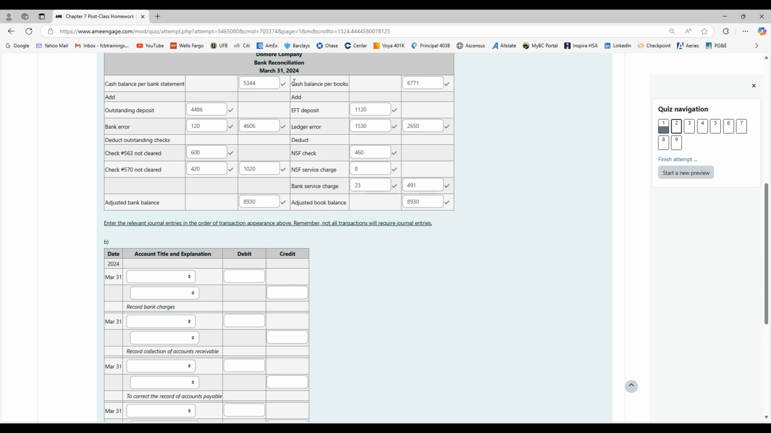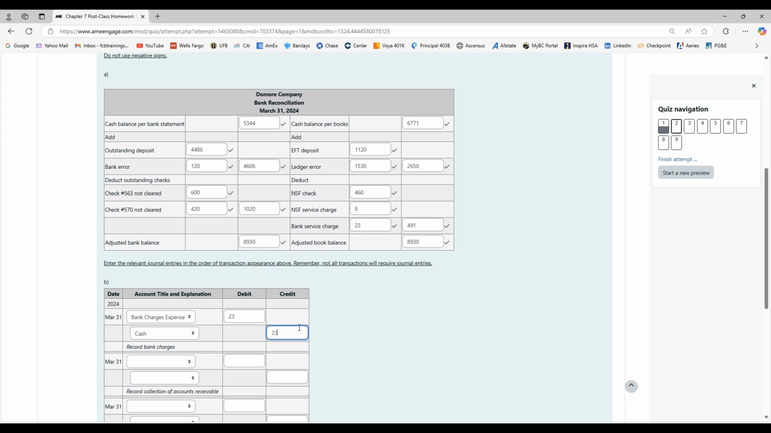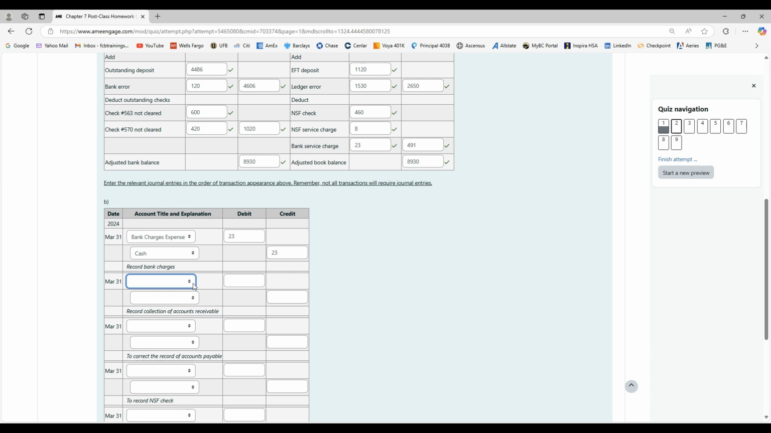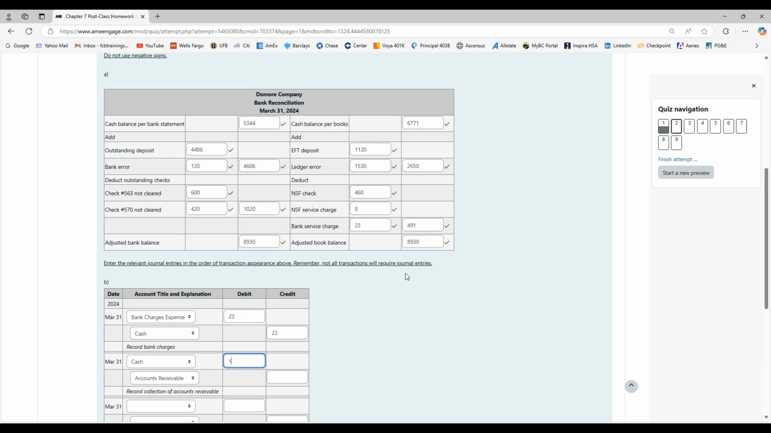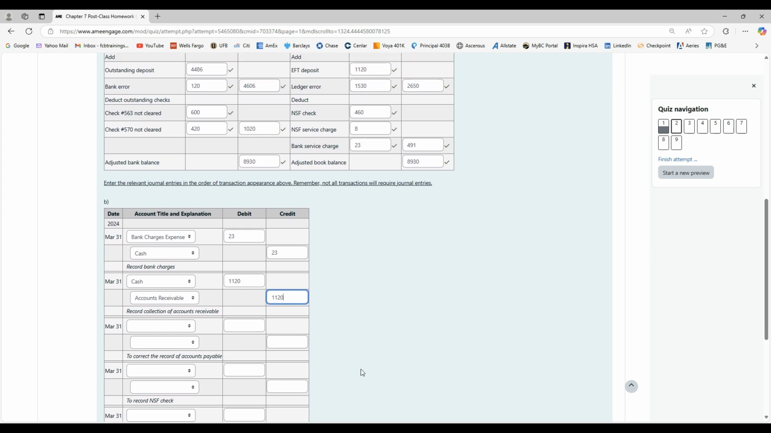So remember, when we're booking journal entries, it's everything on the book side, not the bank side. And we're going to increase cash for these ones, and then we're going to decrease cash for these ones. So bank service charge is going to be bank charges expense. Again, we're reducing cash for that, 23. Collection of accounts receivable is cash going up and accounts receivable going down, right? Because we received that money. That was the EFT that we got deposited to us.